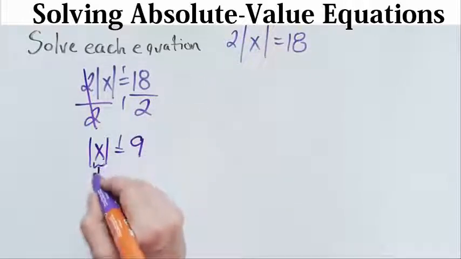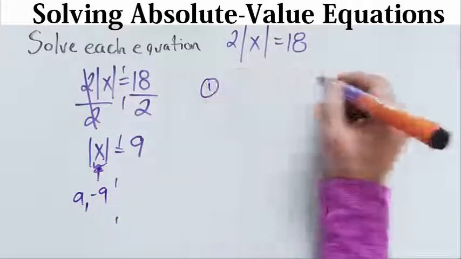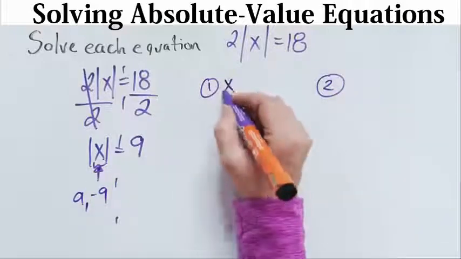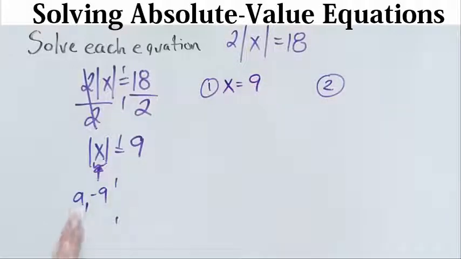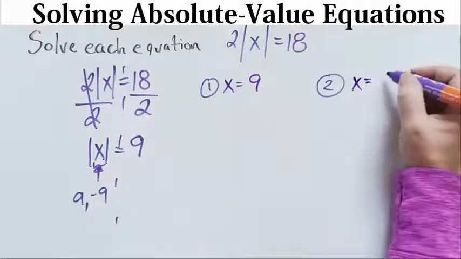So I need to know what number could I place inside the absolute value to where it is 9 away from 0. Well, I know 9 is 9 away from 0. Negative 9 is also 9 away from 0. So we have two cases. Either this inside stuff is going to be 9 away from 0, or that inside stuff is going to be negative 9 away from 0.